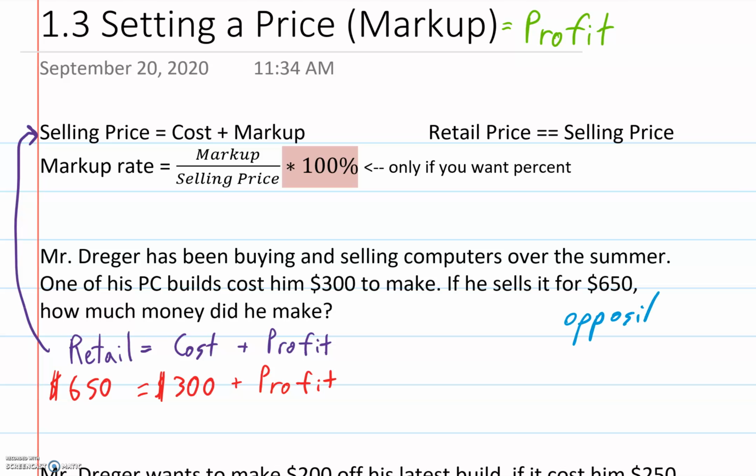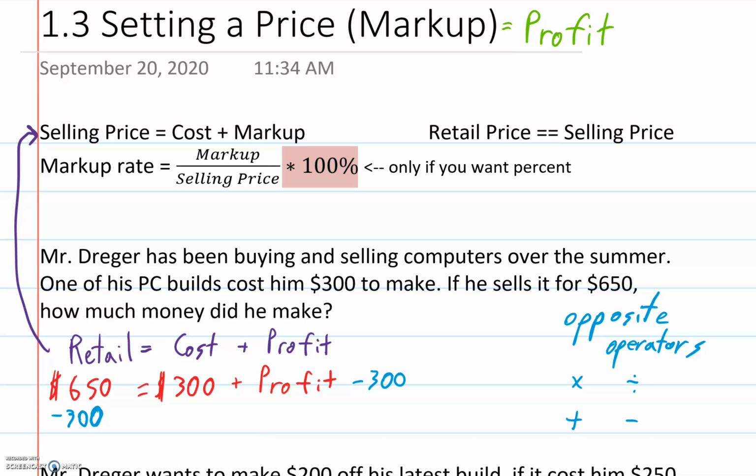Opposite operators. This is what I've talked about in class, and I'm so bad at spelling. It's also what I talked about in the last two videos, and I will continue talking about it as long as you're in my class. Opposite operators. So if we multiply, then instead we divide. If we add, then instead we subtract. And in this case, what's happening is we're adding this $300 to the unknown. So we want to instead subtract that amount. And if we subtract it on both sides, then we get to an answer.